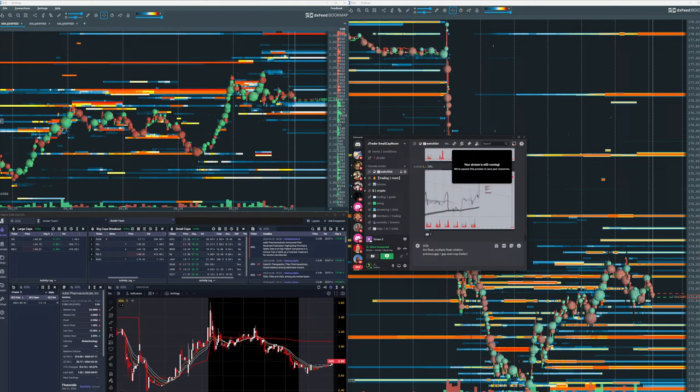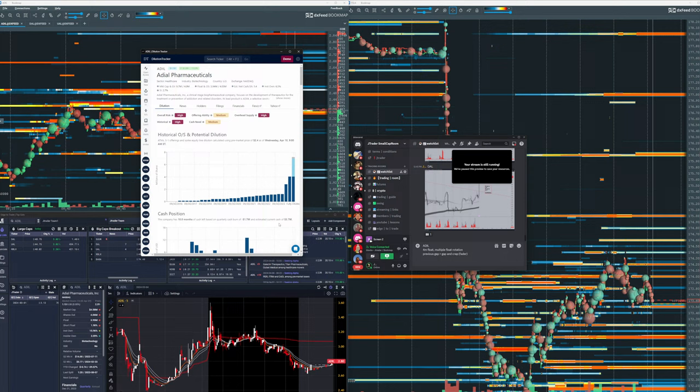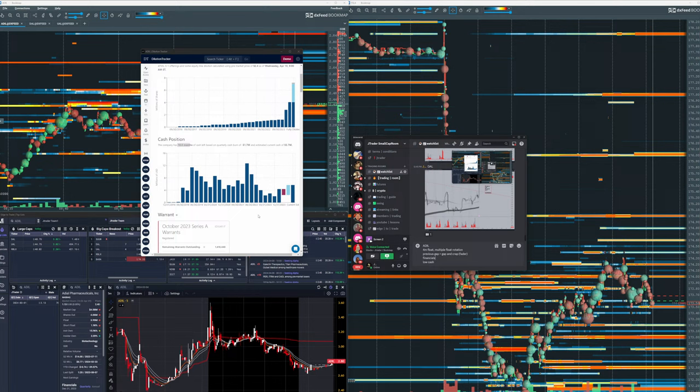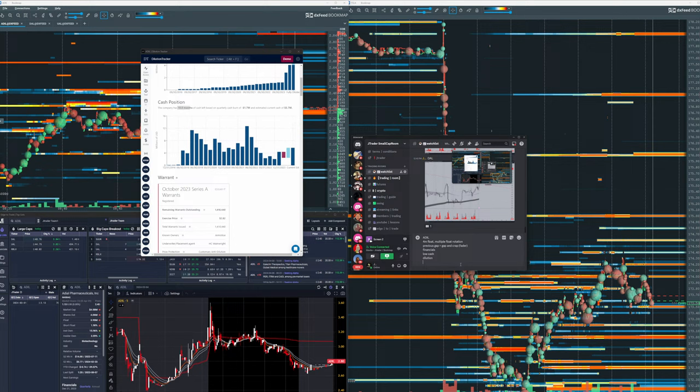I also want to go into the dilution tracker and double check ADIL here. We have a stock with very low cash, so we can put low cash here, and this is about financials. We have a stock that I saw before. We have warrants, so dilution. We have warrants at 2.82 for about 1.4 million.